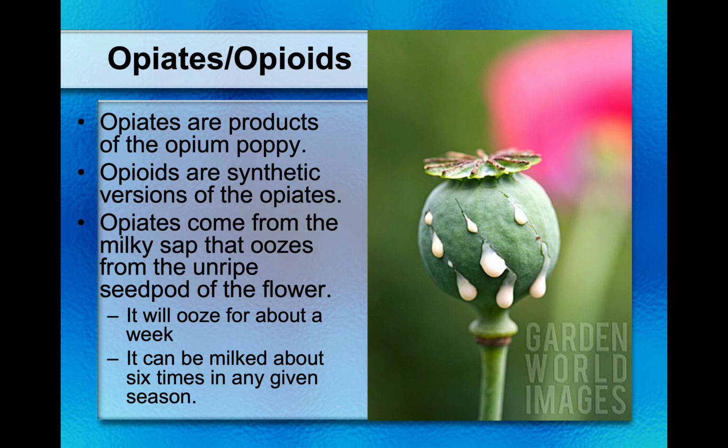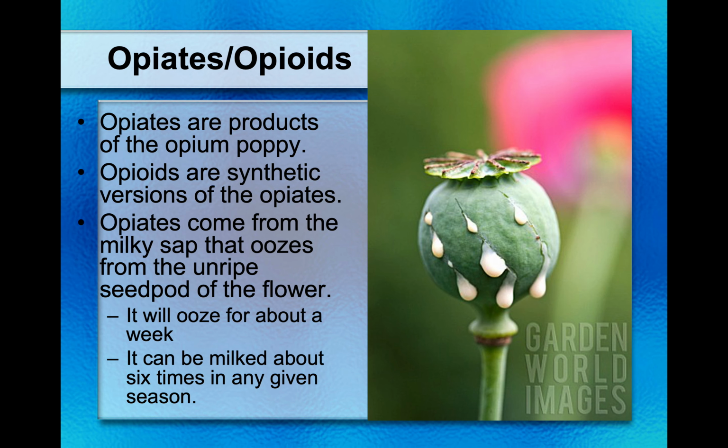Opiates are products of the opium poppy. Opioids are synthetic versions of the opiates. Opiates come from the milky sap that oozes from the unripe seed pod of the flower. It will ooze for about a week. It can be milked about 6 times in any given season, and that's what it looks like when it oozes. That stuff's really sticky, so they usually harvest it with a knife blade.